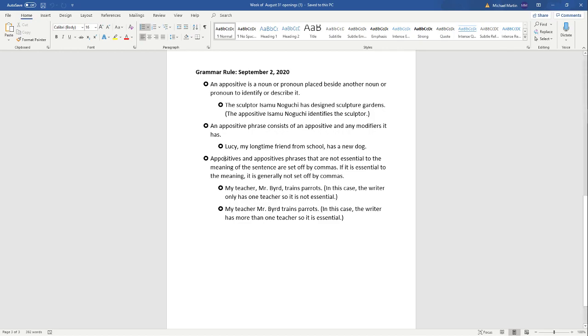So, to recap, an appositive is a noun or pronoun, or if you don't want to use fancy grammar terms, it's essentially just something that helps further describe an object. Or it gives an object a name. So the sculptor has a name, and it's Isamu Noguchi.